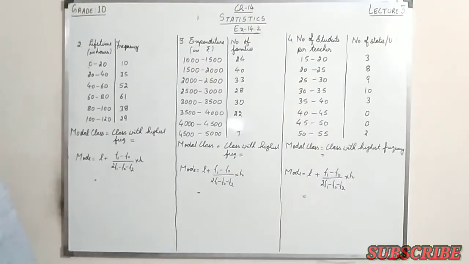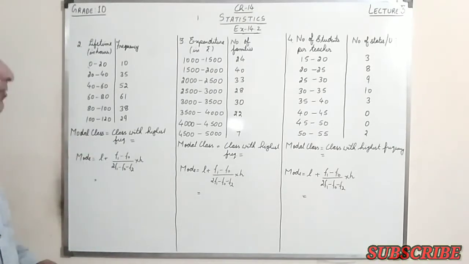Question number 2 is basically given the lifetime of some electrical components. They have taken 225 electrical components, and the lifetime in hours for which they work is given in the table. You can see in the table. And again, what we have to find? We have to find the modal lifetime.